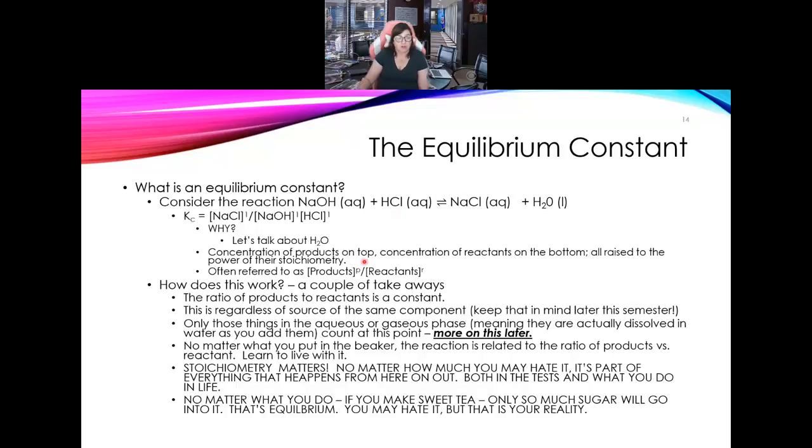We have the concentration of the products raised to their stoichiometric coefficients over the concentration of reactants raised to their stoichiometric coefficients.